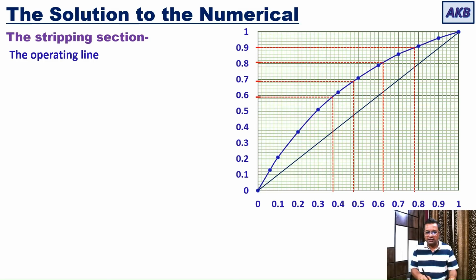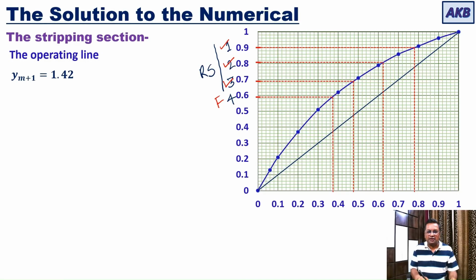Okay, so let us do the calculation for the stripping section. Before that, let me write what we have obtained so far. This is the first stage, this is the second stage, this is the third stage, this is the fourth stage. Fourth stage is the feed plate, and stage number 1, stage number 2, stage number 3. These stages are in the rectifying section.